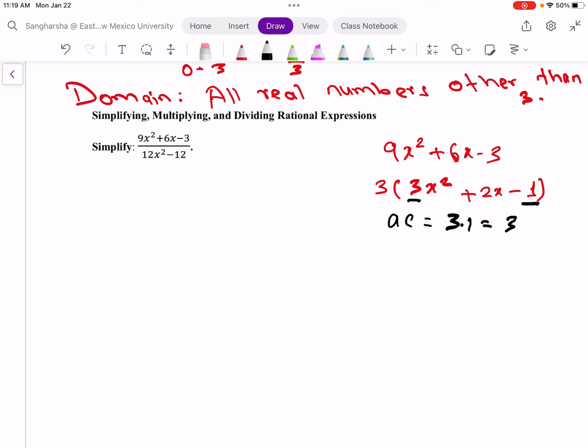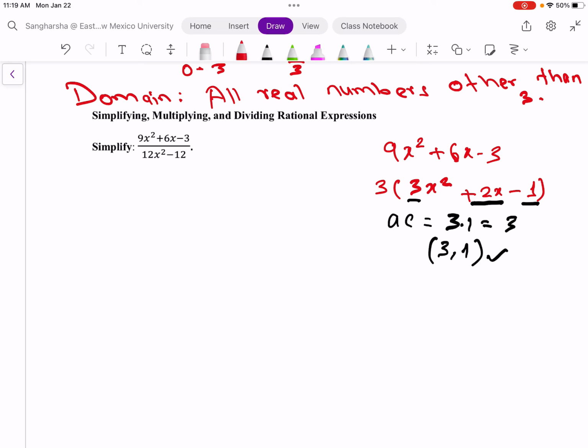Now we write down every pair of factors of 3. Logan, can you give me one pair of factors for 3? 3 and 1. That's right. Do we have any more pairs of factors for 3? Now we're going to use 3 and 1 to rewrite our positive 2x. How can we use 3 and 1 to rewrite positive 2x? 3 minus 1. 3x minus 1x, that is positive 2x, right?